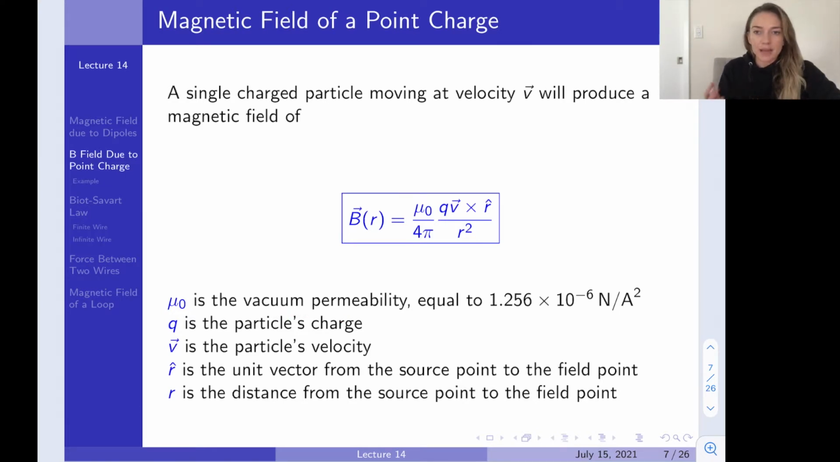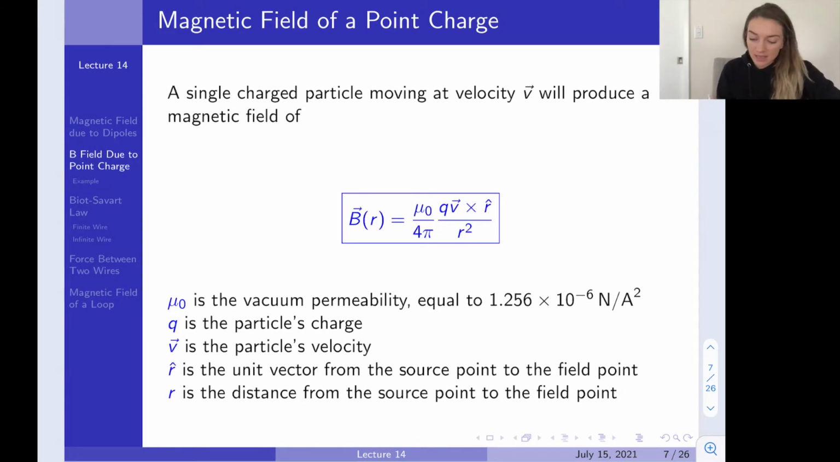It's kind of like the magnetic analog of epsilon naught, and it's equal to 1.256 times 10 to the negative 6 newtons per ampere squared. Q is the particle's charge, so that could be positive or negative. V is the velocity, it's a vector. R hat is the unit vector from the source point to the field point.